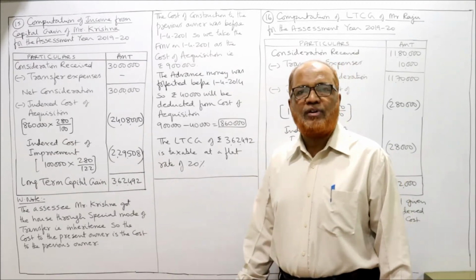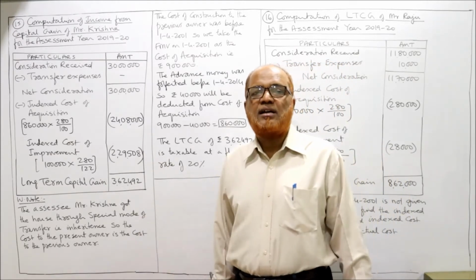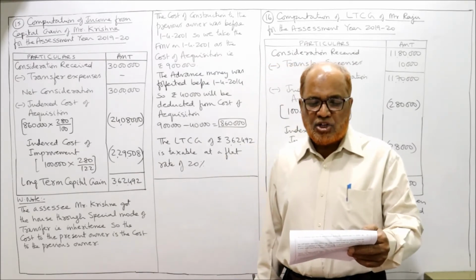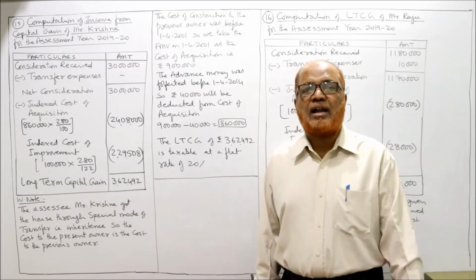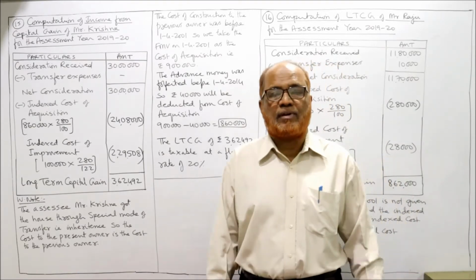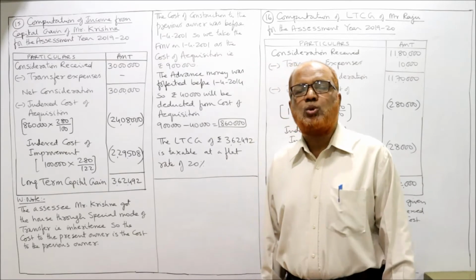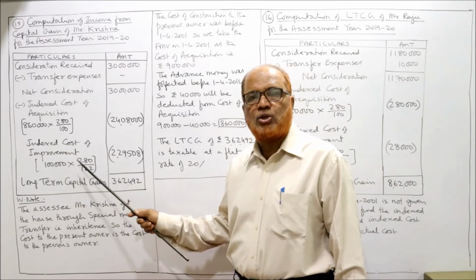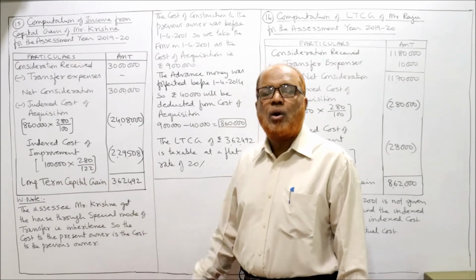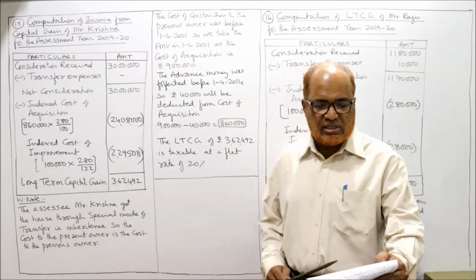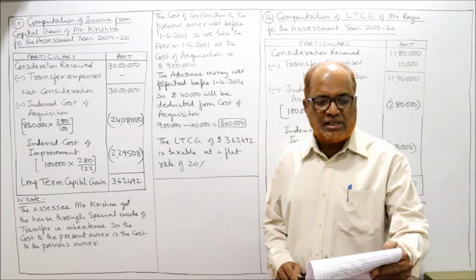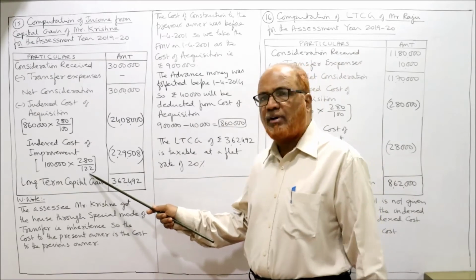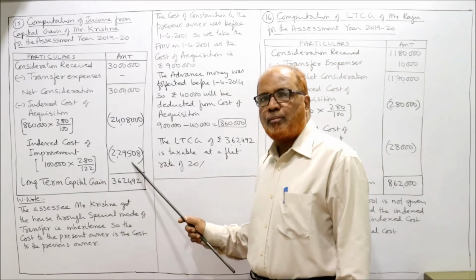Now, indexed cost of improvement. Krishna has incurred some expenditure on adding some rooms. So Krishna renovated the house by spending 1 lakh rupees in 2006-2007. During 2006-2007 there was an improvement. The indexed cost of improvement is 1 lakh rupees into 280 divided by the index for 2006-2007. It is given in the problem: 122 is the index number for 2006-2007. Divide by 122. This is the indexed cost of improvement.